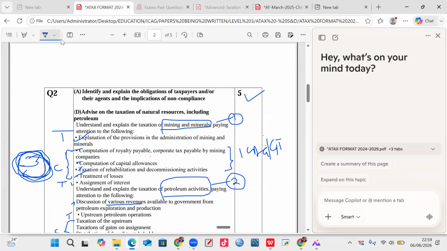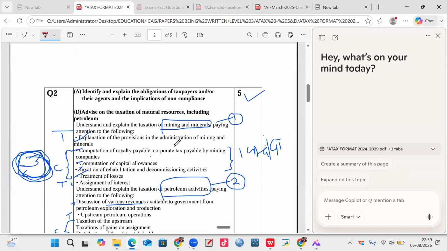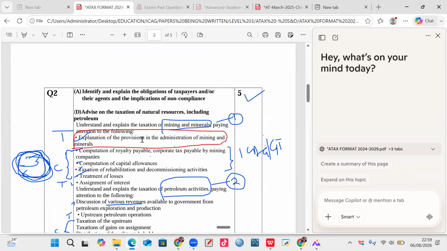I'm using red color here. Let's assume the ICAG manual didn't give a better explanation, neither the S&D lecture notes. So I'll copy this: explanation of the provisions of administration of mining and minerals. I'll copy this and paste it here.